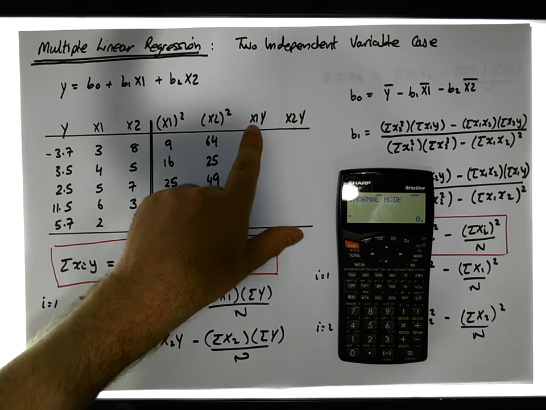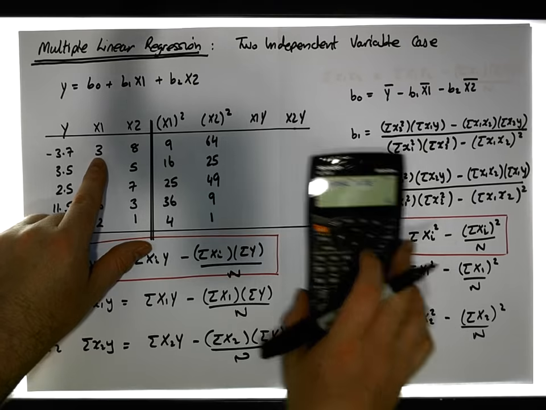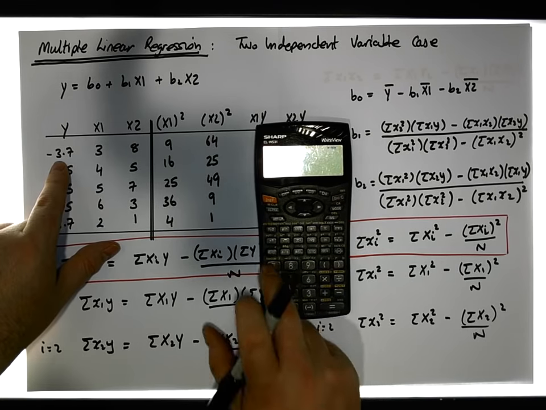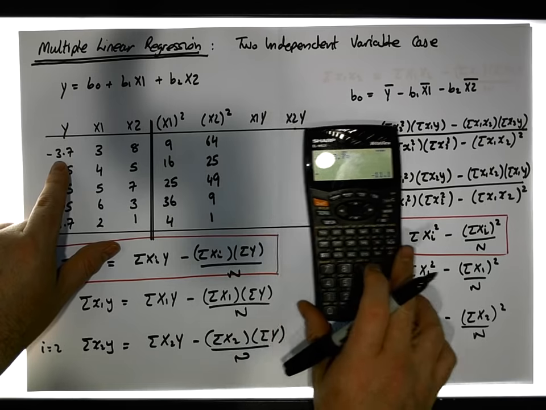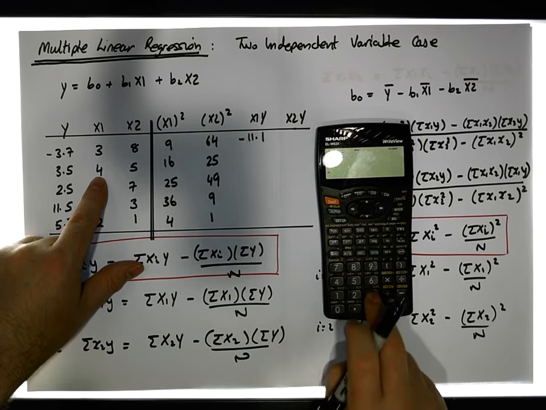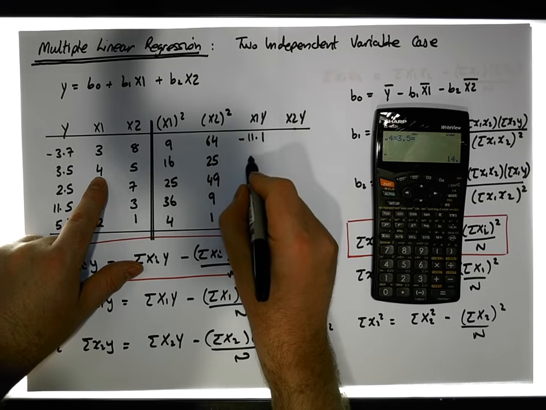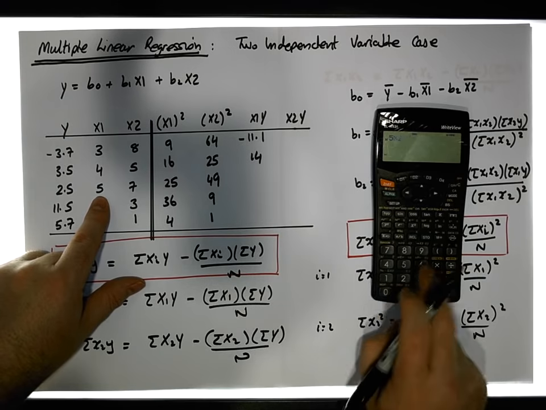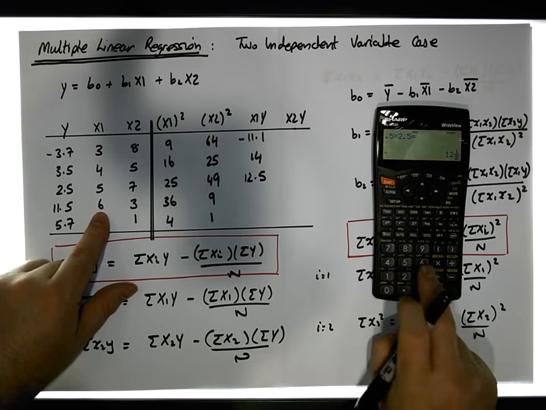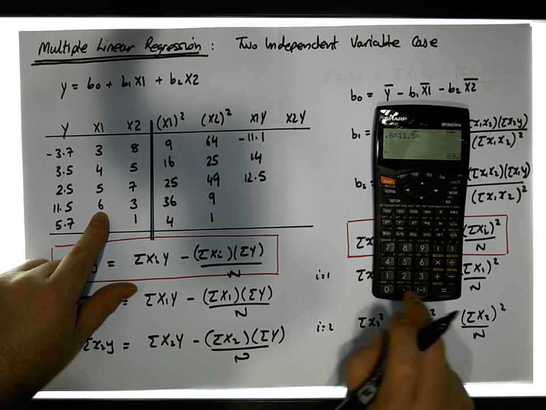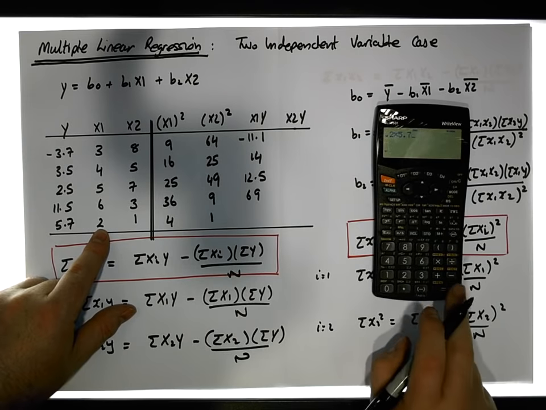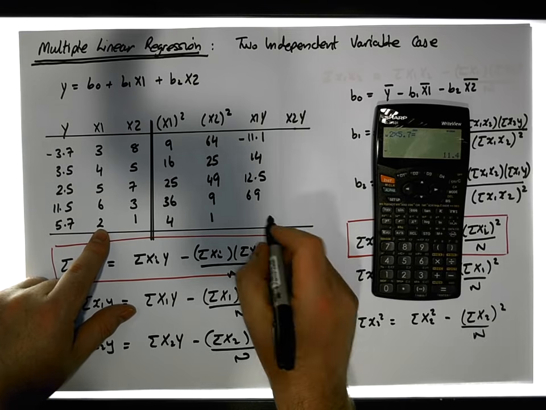Now the cross product, the x1 variable times the dependent variable. 3 times minus 3.7 gives us minus 11.1. Then 4 times 3.5 gives us 14. Then 5 times 2.5 gives us 12.5. Then 6 times 11.5 gives us 69. And then 2 times 5.7 gives us 11.4.